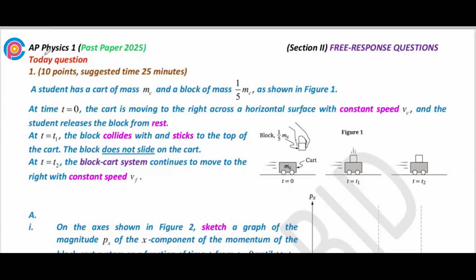Hi, we have the AP Physics 1 past paper 2025. We are discussing the free response question section. In this section, question number 1 carries 10 points.